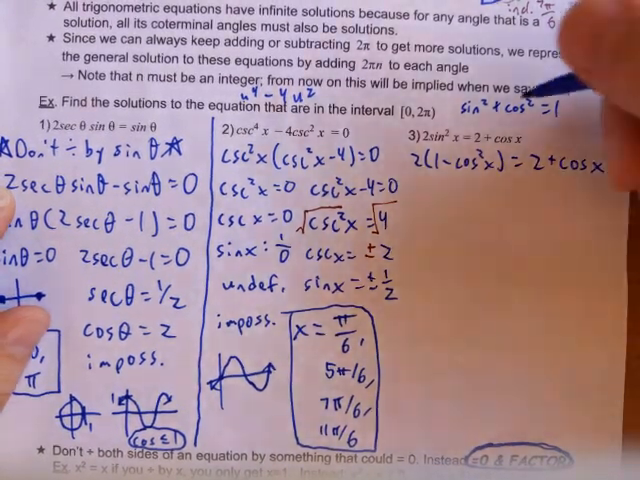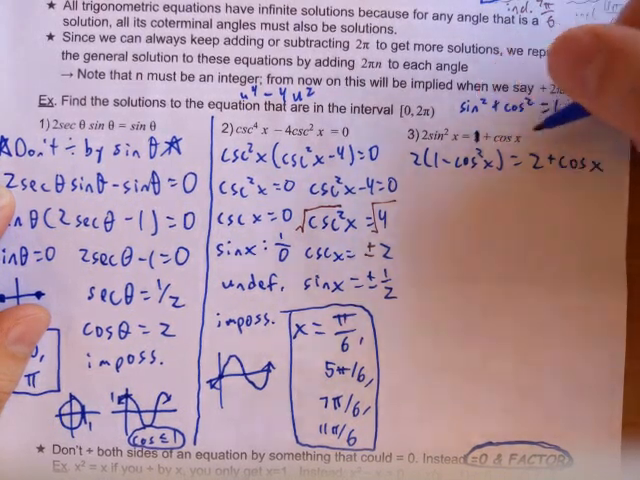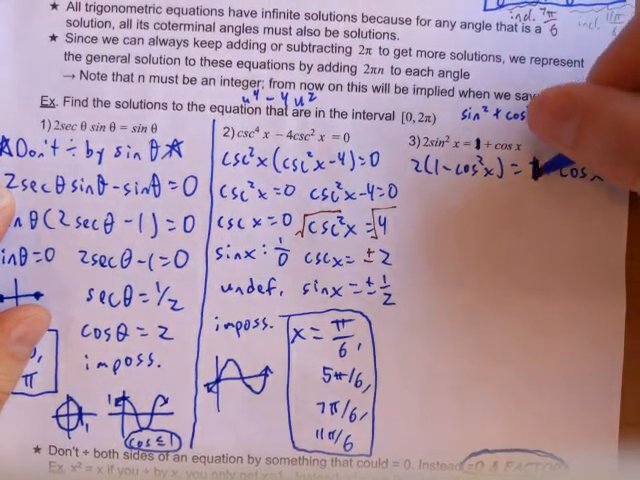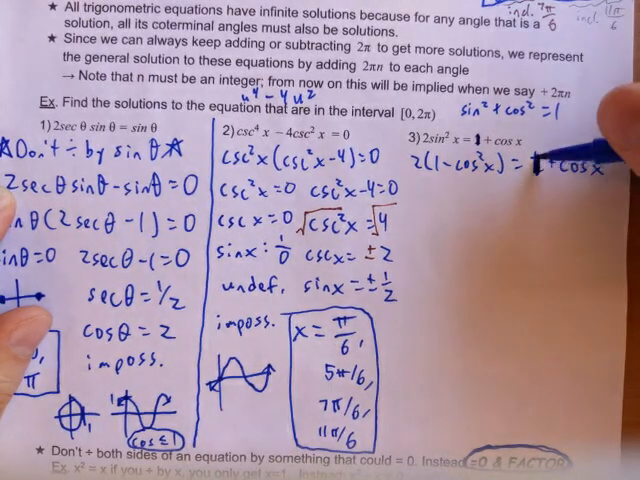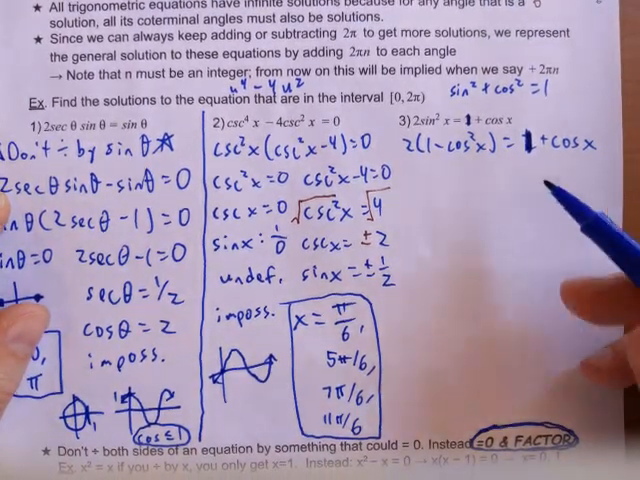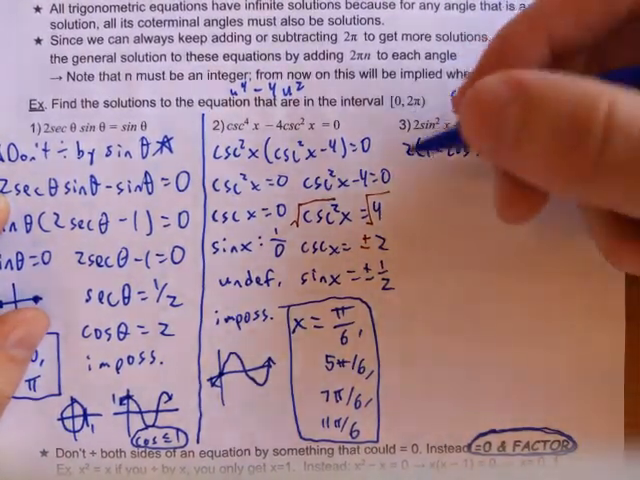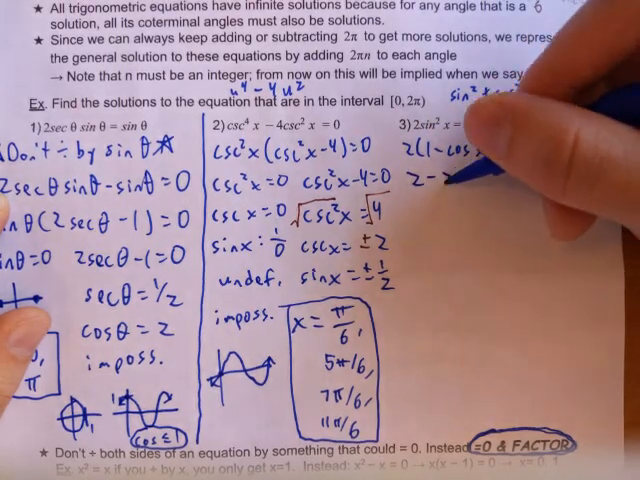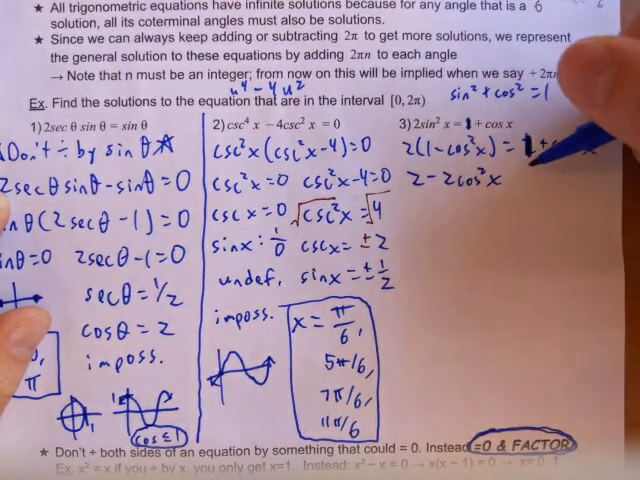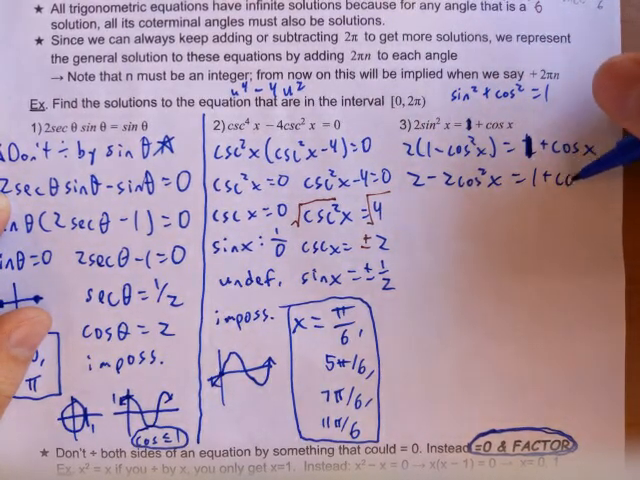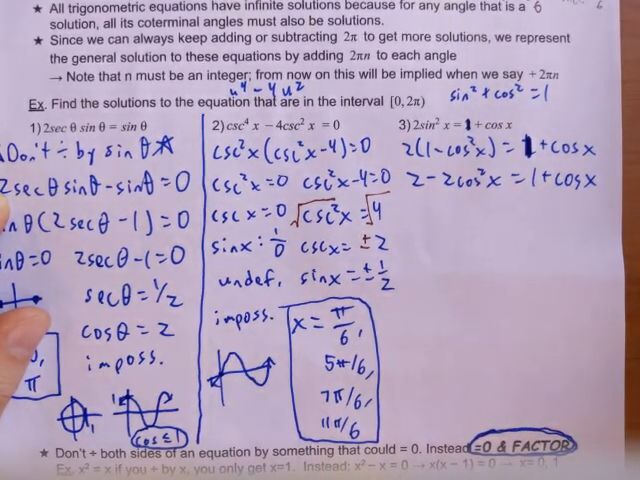And then now we're only going to have one type of trig function in here. Okay? And let's see, I actually meant to change this to a 1 right there. I thought I changed that already. Sorry about that. Let's go ahead and change this here. Okay, so we'll have 2 minus 2 cosine squared x is 1 plus cosine x.